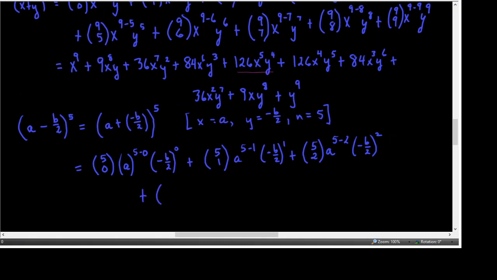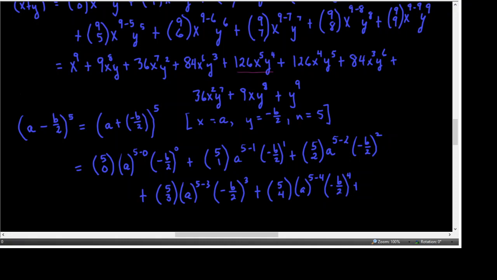plus 5 choose 3, first thing to the 5 minus 3, second thing to the 3, plus 5 choose 4, first thing to the 5 minus 4, second thing to the 4th, and finally 5 choose 5, first thing to the 5 minus 5, second thing to the 5th.